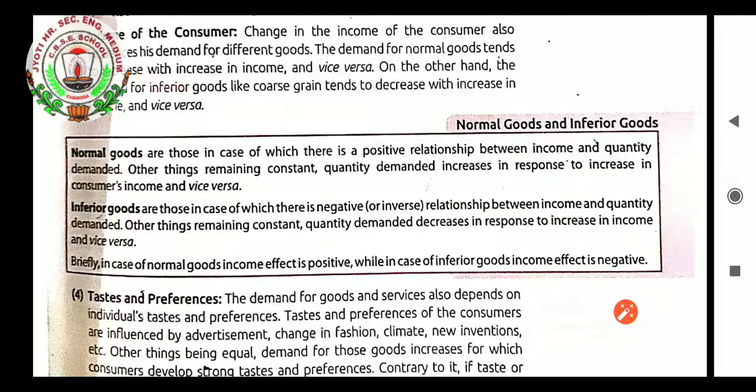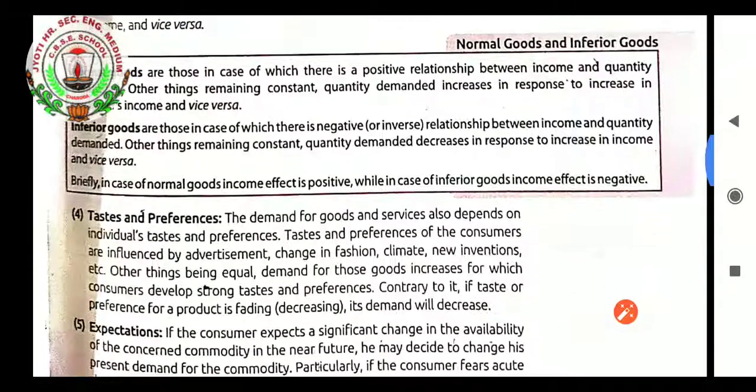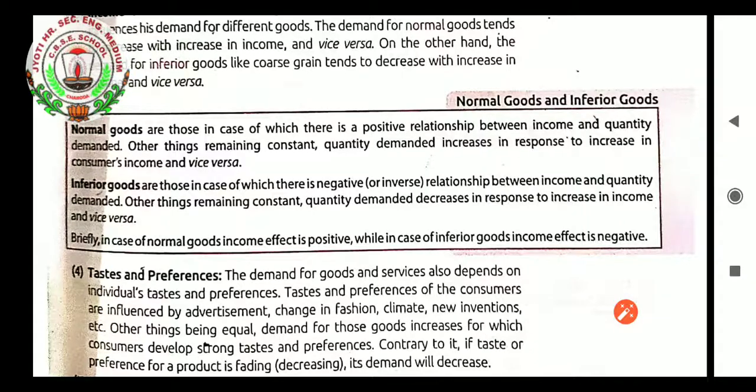Briefly, in case of normal goods, income effect is positive, while in case of inferior goods, income effect is negative, because if the income increases, the demand for inferior goods will not increase, it will decrease. Because people will shift the demand from inferior goods to normal goods. That is the relation between normal and inferior goods.